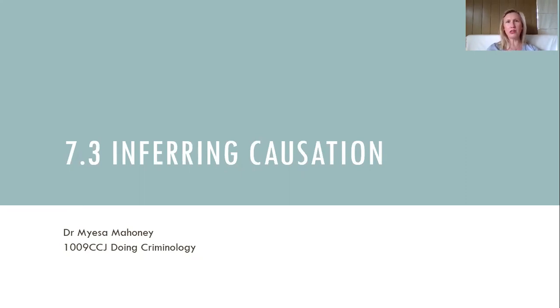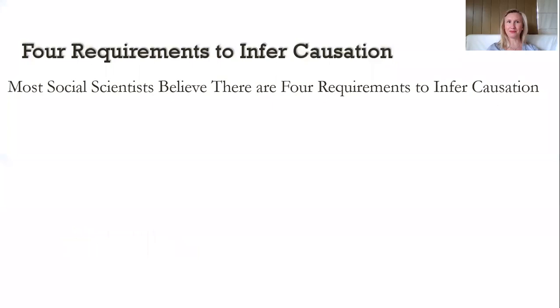And what elements do we need present to really say that we are sure that one variable is causing a change in another variable? Now, we've got 4 requirements for us to infer causation. Most social scientists believe these things need to be met in order to say with good faith that A causes a change in B. 1, we need to establish a correlation.